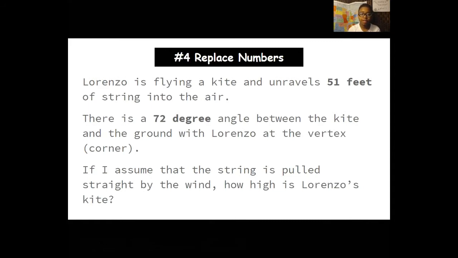It says, Lorenzo is flying a kite and unravels 51 feet of string into the air. There is a 72-degree angle between the kite and the ground, with Lorenzo at the vertex or the corner of the angle. If I assume that the string is pulled straight by the wind, how high is Lorenzo's kite? That sounds a lot easier to answer because we have the numbers, we have the picture in our mind, and we can refer back to the picture if we need to, and we can start solving now.